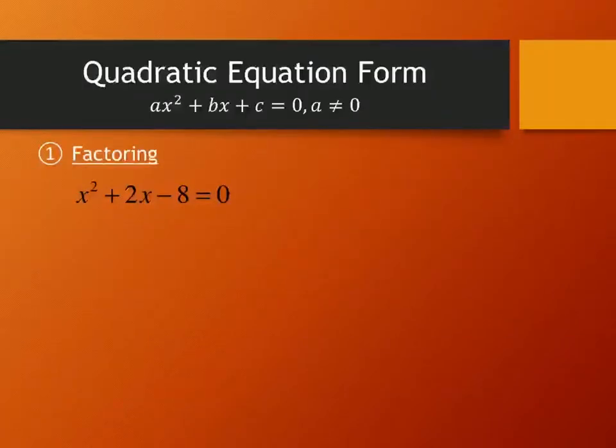So a quadratic equation is an equation of the form ax squared plus bx plus c equals 0. And the one condition is that the a value cannot be 0. Now we've seen some of these before. We saw them back in section P, I think P.5, when we were first looking at factoring.